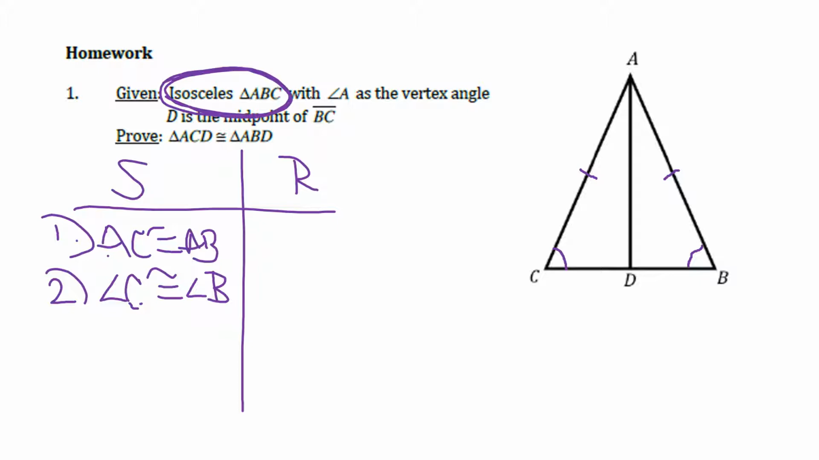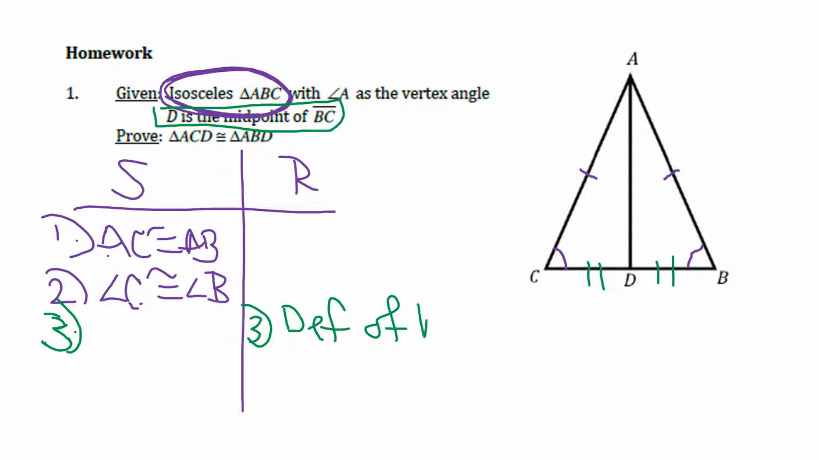Now I've got another given here that I just kind of scribbled on and covered up, but the other given is that D is the midpoint of BC. Based on D being the midpoint of BC, I can see that these two are cut into congruent pieces. And so I can make that statement as statement number 3 in my proof. I'm going to leave that for you to write, statement number 3. And your reason for statement number 3 is going to be definition of midpoint.